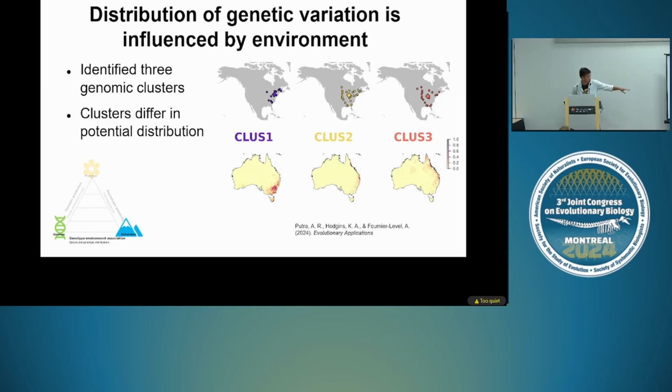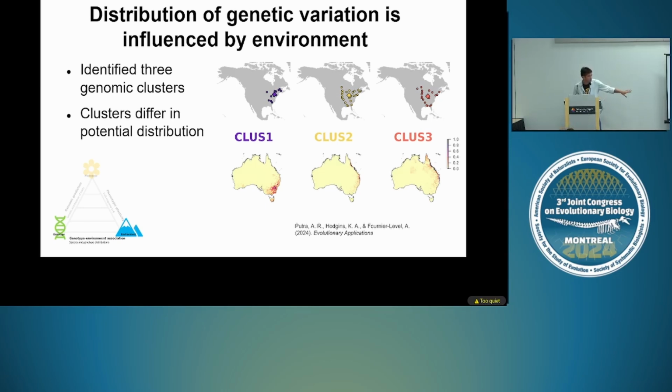You can see in the top three panels, for the three clusters, the populations that were sampled that belong to each cluster, and the larger circle is the centroid. What we see is that cluster 1 is in the west, cluster 2 is in the middle, and cluster 3 is in the east. If we look at where these plants were found, take the environmental conditions at these locations, create species distribution models from them, and use those models to predict habitat suitability in Australia, we can see that they have different potential distributions.